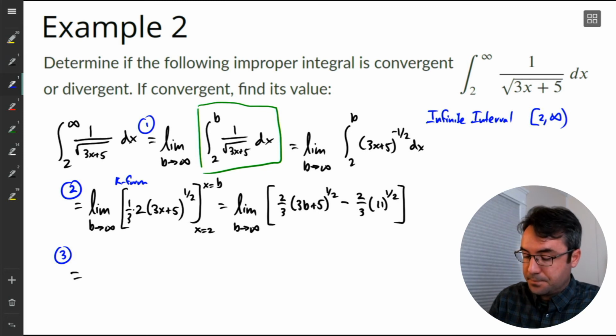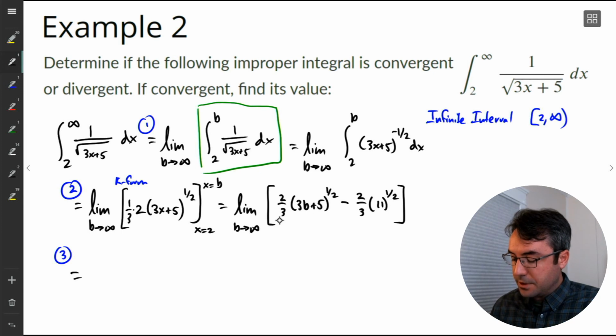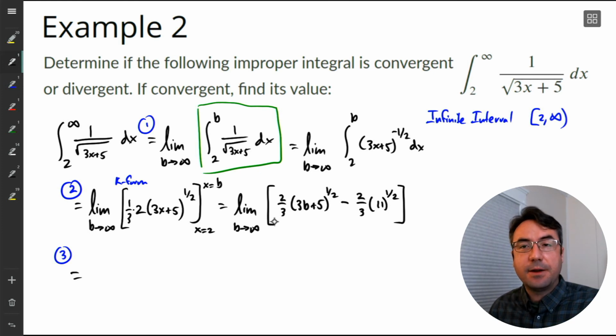And if we look at this, we're going to think about it term by term here. And let's remember, b is approaching infinity. So we have this expression here, this 3b plus 5 raised to the 1/2. Well, what's happening to b? It's getting larger and larger positive. So what happens to 3b plus 5? Well, that gets larger and larger positive.